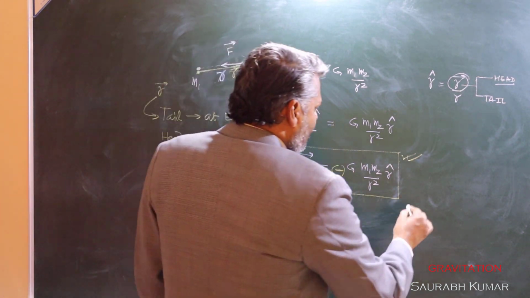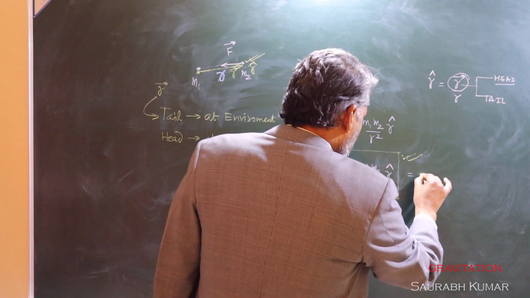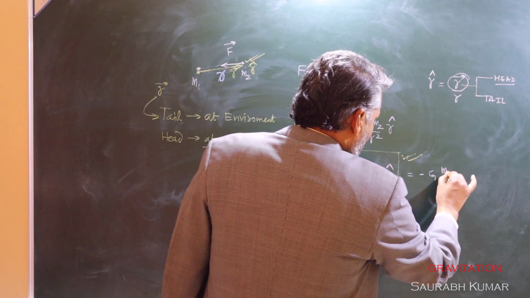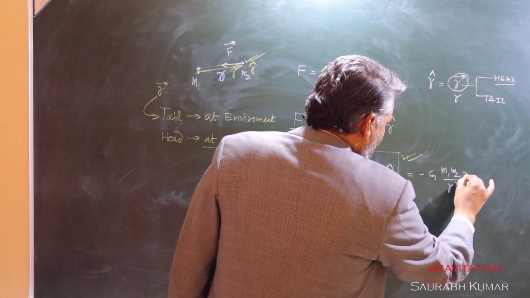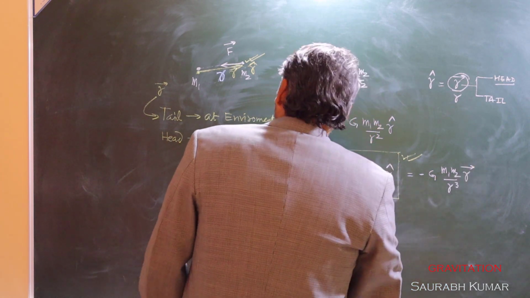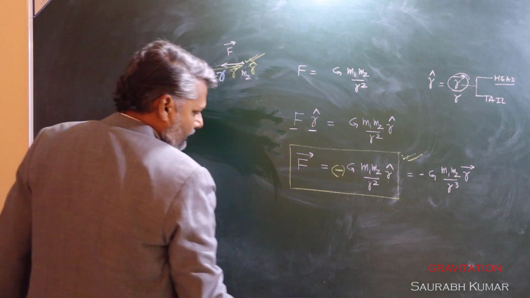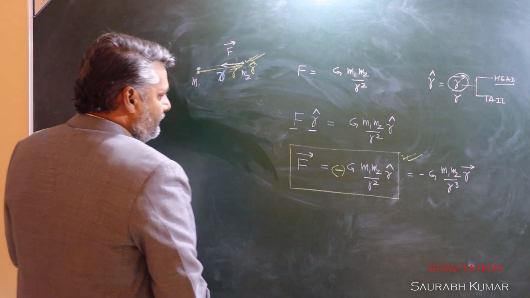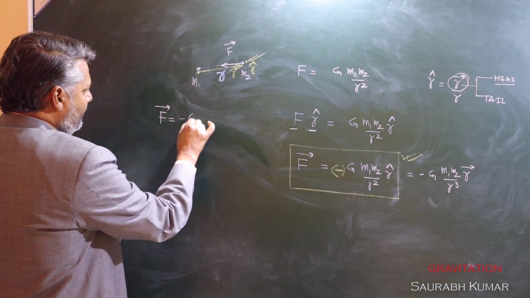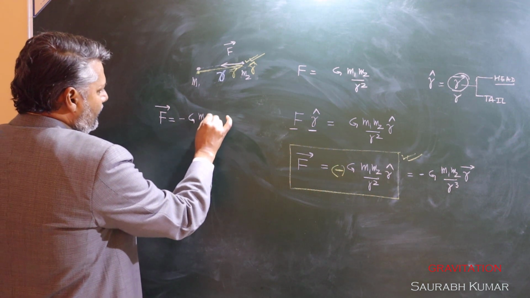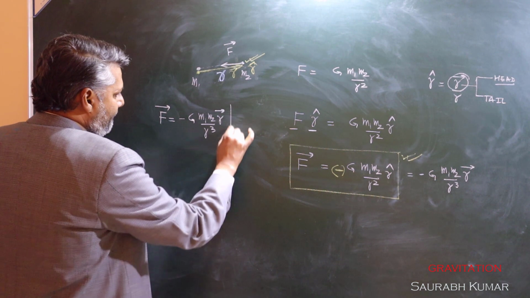And instead of r cap, if you substitute vector r by r, what do we get? Minus G M1 M2 by r cube into vector r. So Newton's law of gravitation using vector notation becomes F vector equal to minus G M1 M2 by r cube into vector r.